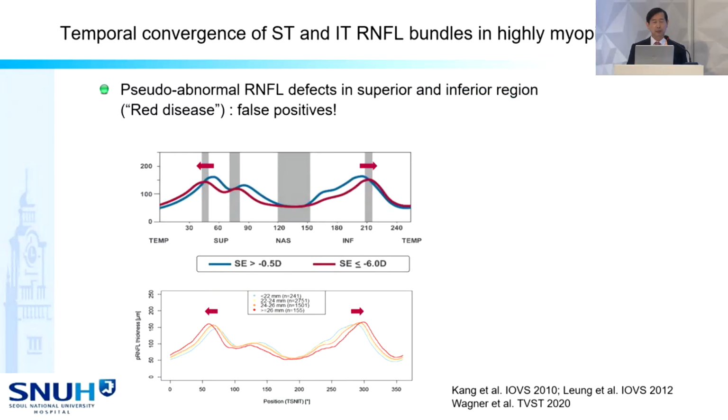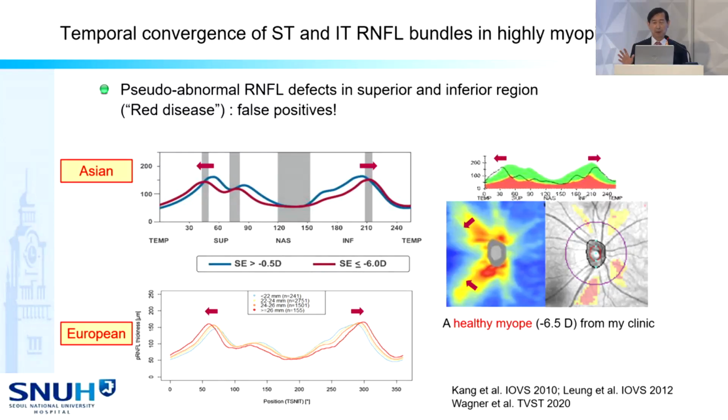And also, we need to differentiate the red disease, a pseudo-abnormal RNFL defect, because of the shifting of the superior and inferior bundle thickness into the temporal side. So it is common in both Asian and European eyes.